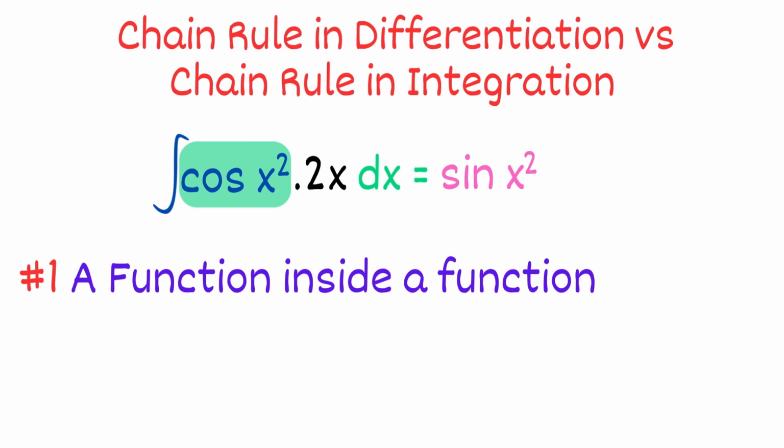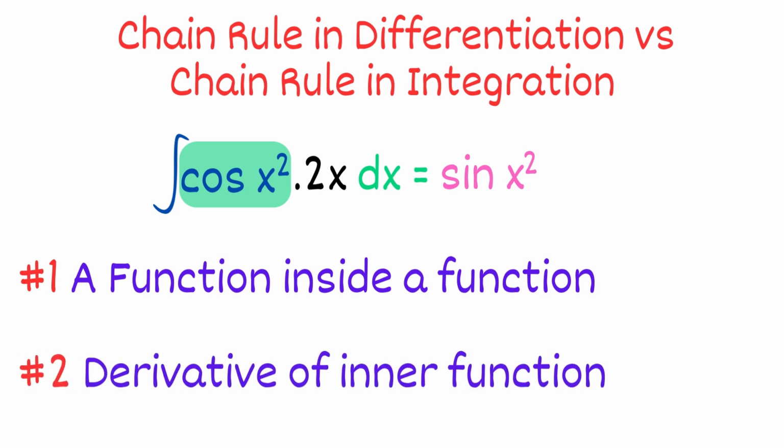So, we have two functions. The outer function is cosine, and the inner function is x squared. Number 2, we need the derivative of the inner function. Now the derivative of x squared is 2x. We also have this in our question. Please remember, only if you have these two things, you will be able to use reverse chain rule.